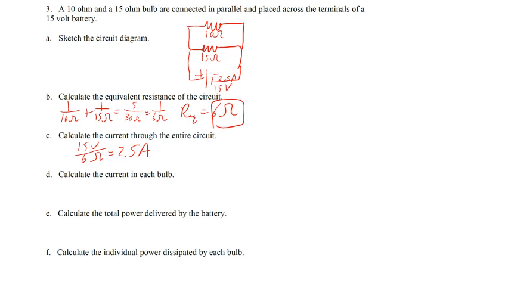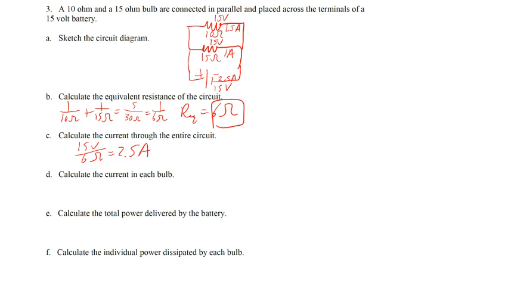Now calculate the current in each bulb. Well, since we know they're in parallel, we know that's 15 volts and 15 volts. What that means, though, is that when we're calculating it, it's 1 amp and 1.5 amps. Okay, which makes a total of 2.5, by the way.